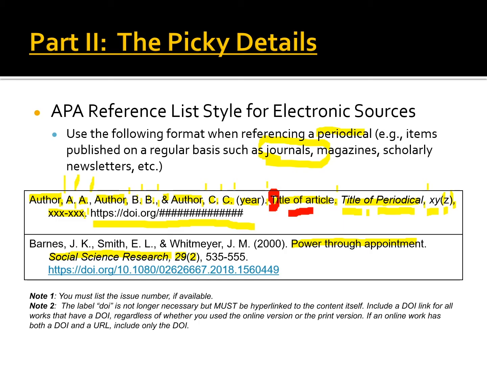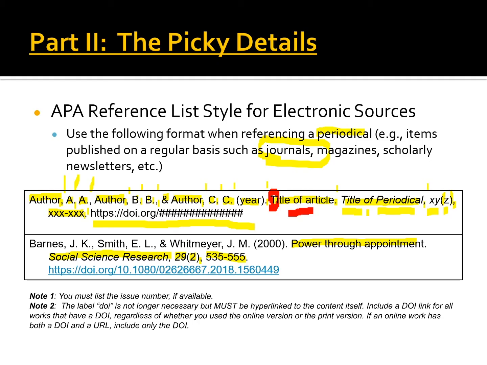And it is italicized. Then following that is the journal number. So this is journal volume number, 29. And then the issue number, which is 2. So notice 29 is italicized, but 2, the issue number, is not italicized. And notice there's no space between 29 and the bracket. And then no space with the 2 following. Comma, then the page number, and then a period at the end of that sentence.